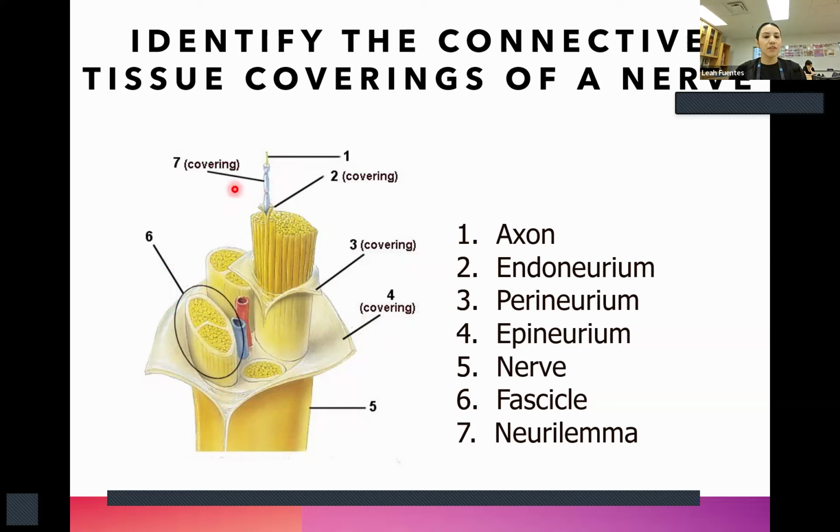And then we're going back to the top where we have our axon label number 1. Number 7, we're going to identify number 7. That's the covering. This is the neurolemma. So again, this specific image shows up, and it was also in your worksheets.